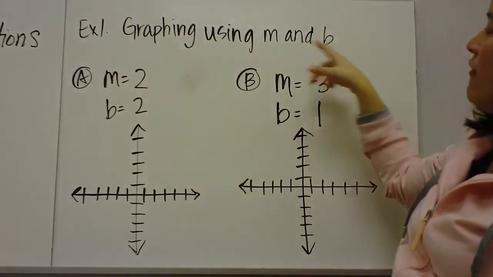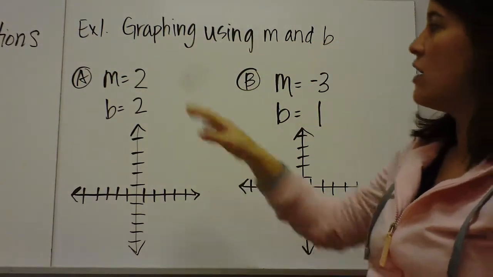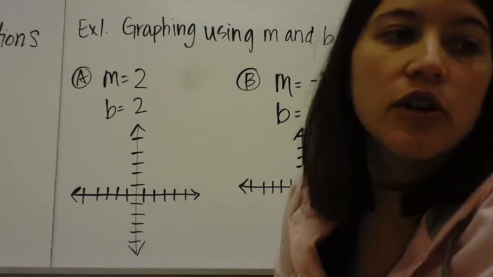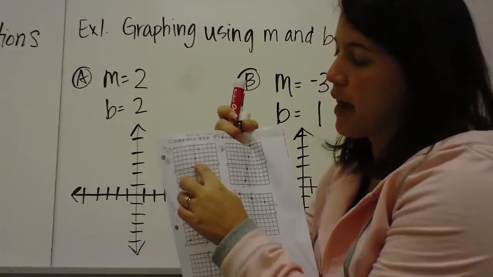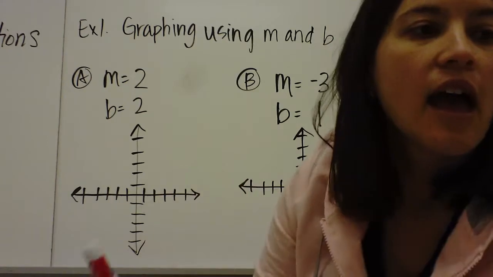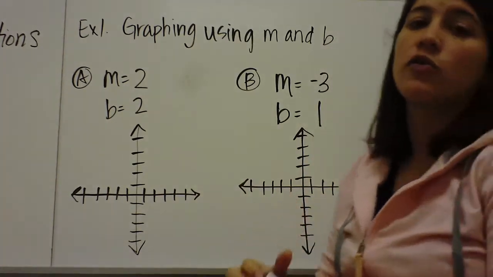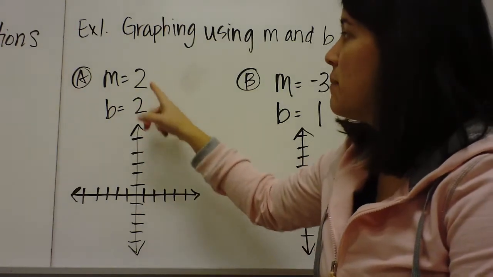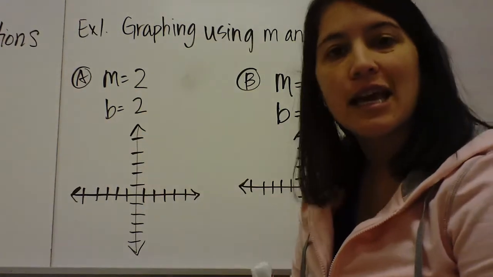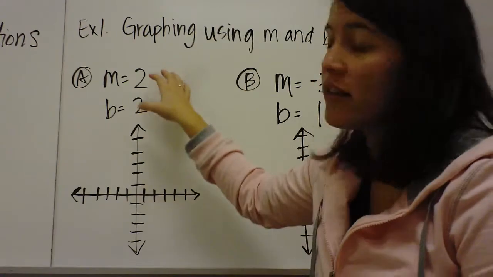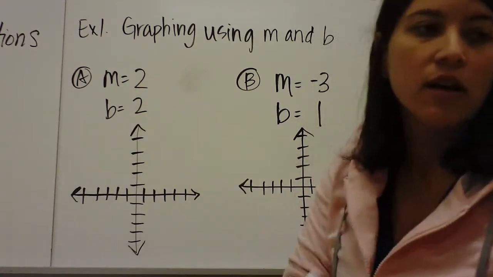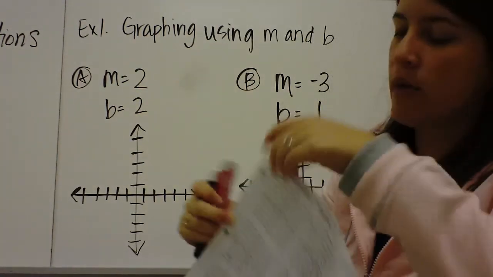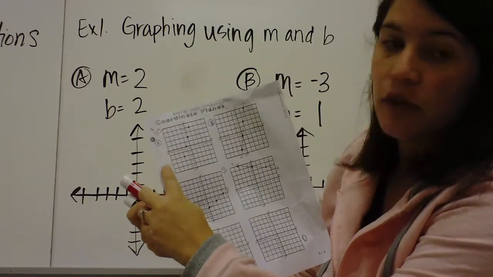Alright, so example 1, graphing using m and b. So for these examples, you're going to go to your paper, and we're going to be right here, example A. And we are going to graph using the m and the b. So notice I'm giving you m and b, they're both 2. Since the m is 2, and you can write this on your graph paper somewhere, write out here, m equals 2, b equals 2.